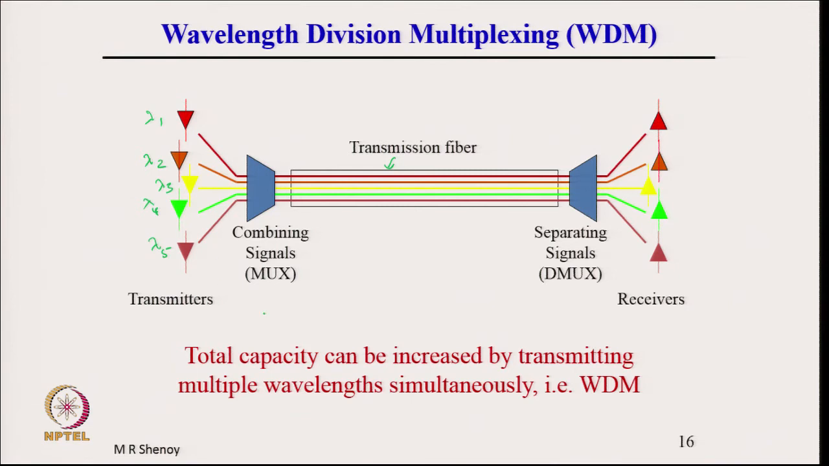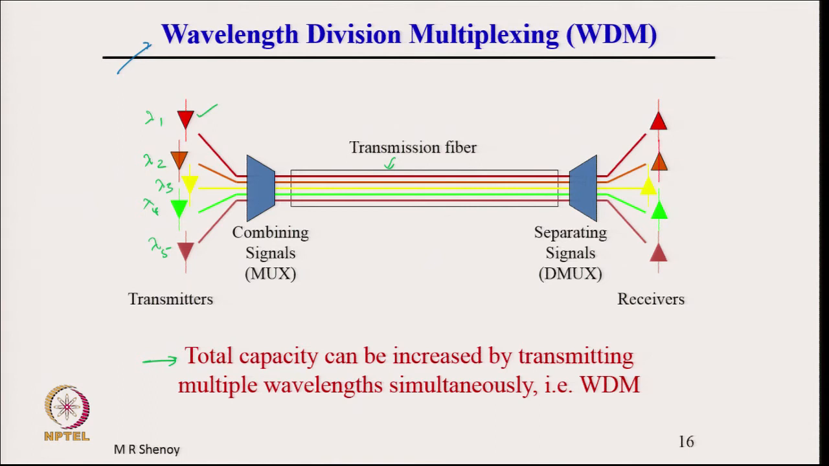You can have several wavelengths coupled into the same fiber. There is a combiner, called a mux, a multiplexer, which combines these wavelengths and launches them into the same fiber. At the output there is a demux, that is a demultiplexer, which separates these wavelengths again. Each wavelength can carry a large amount of information. If we use 100 wavelengths, then the total capacity of the system is increased 100 times. That is why wavelength division multiplexing systems are currently used.